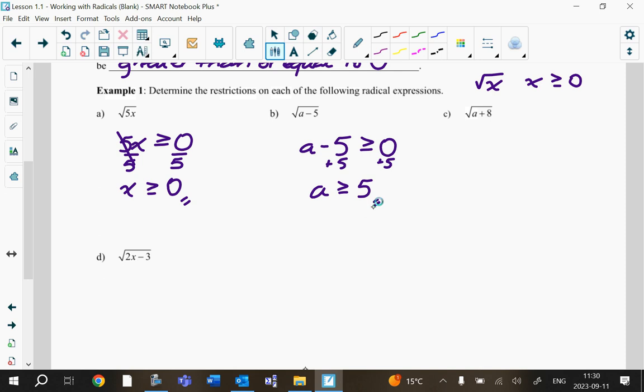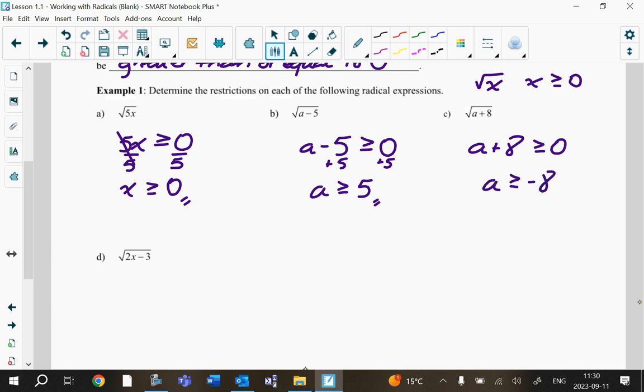See if you can do the next one. Same reasoning. So I can use this expression, a plus 8, as long as it's what? Greater than or equal to 0. Now solve for a.